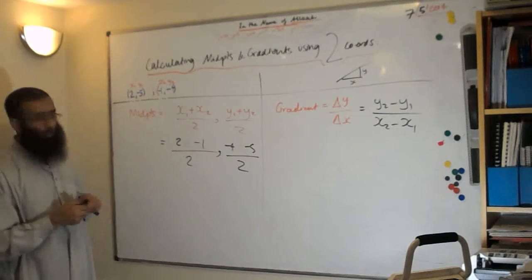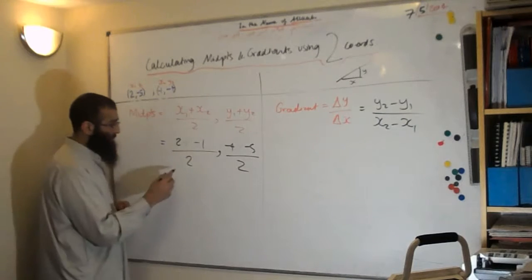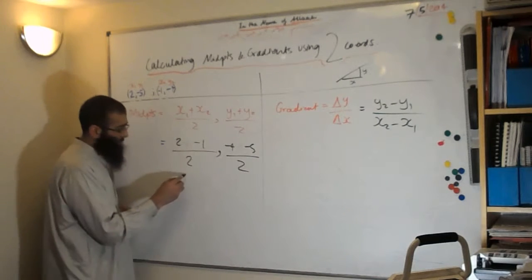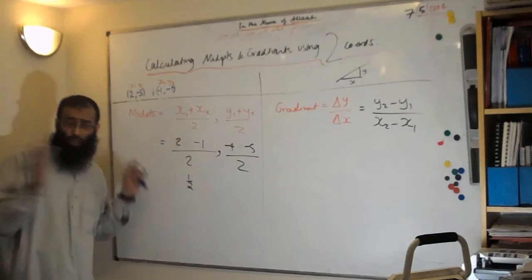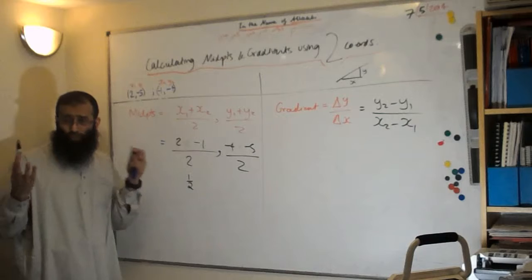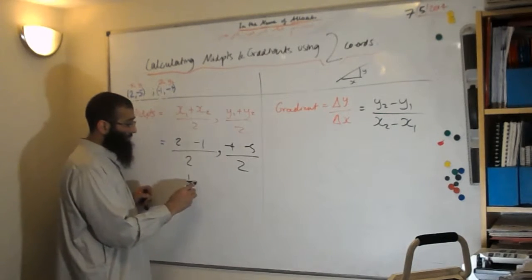Now let's work this out. So, Mr. Umar at the back, please. 2 minus 1 is? 1. 1 divided by 2 is? You can leave it as a fraction as? A half. Okay, just because we've got a half doesn't mean it's wrong. Another way students get confused, they get fractional answers, they go, oh my god, I got it wrong. No, there's nothing wrong with that in that sense.